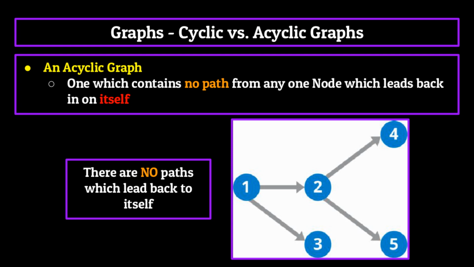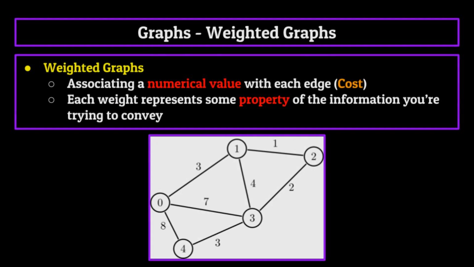Undirected, directed, cyclic, and acyclic are all properties we can use to classify types of graphs based on their nodes. But the last property I want to talk about actually applies to the edges of a graph instead, and is the process of weighting. Weighting the edges of a graph means associating a numerical value with each edge. Often called the cost of that edge, each weight represents some property of the information you are trying to convey.